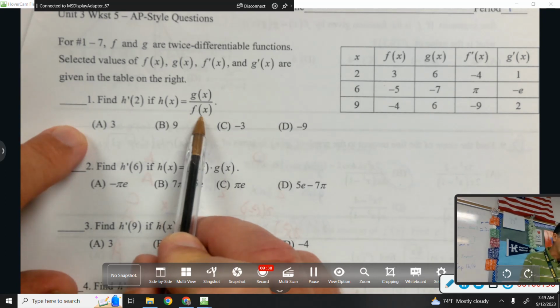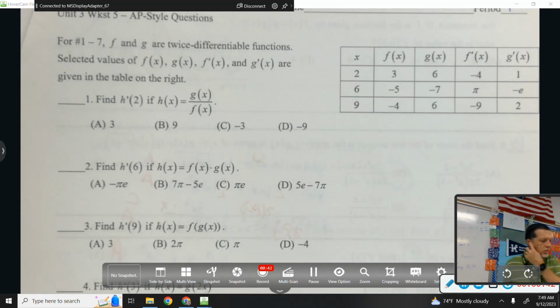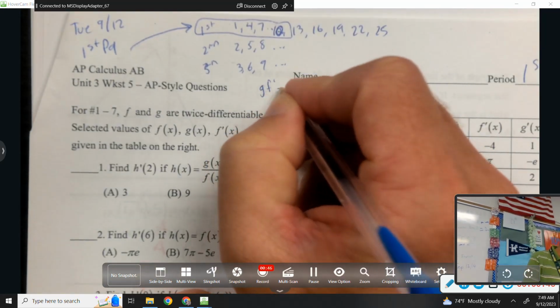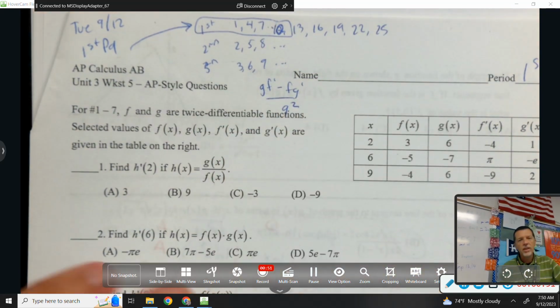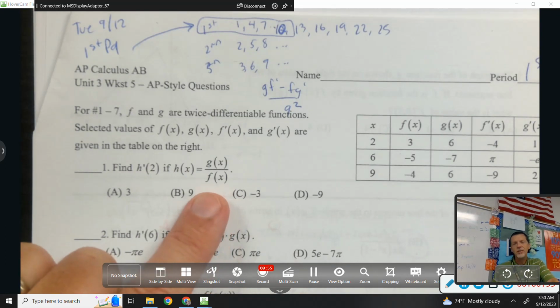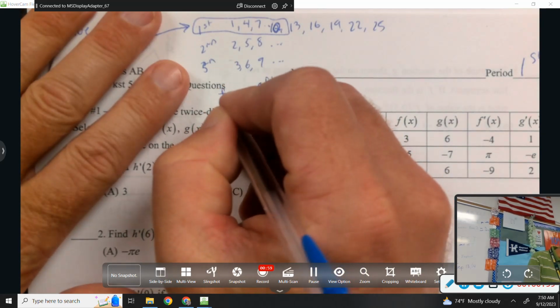Okay, so quotient rule, except that g and f are backwards from how we remember the quotient rule. So the usual quotient rule is gf prime minus fg prime over g squared. But this is backwards because we switched the g and the f just to mess with you and see if you can keep up with things. So normally it's f over g.